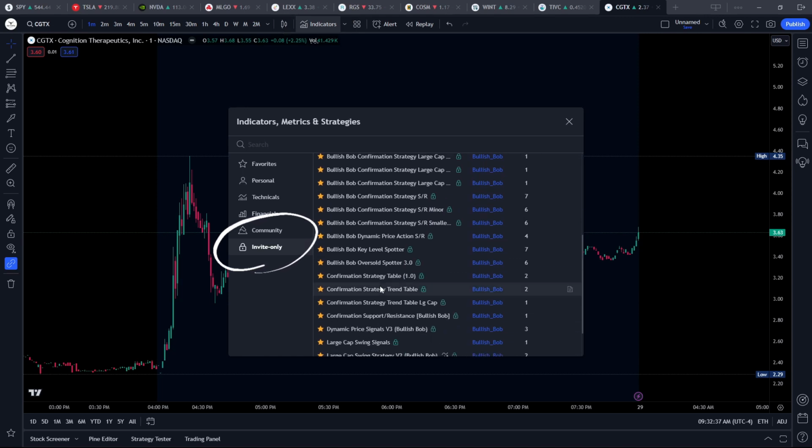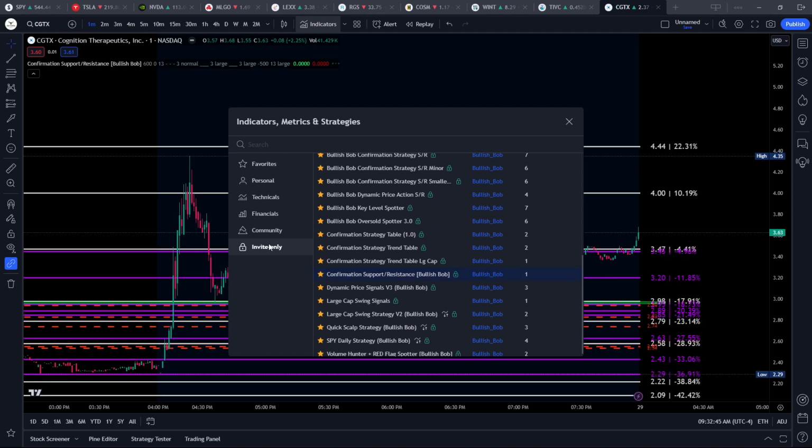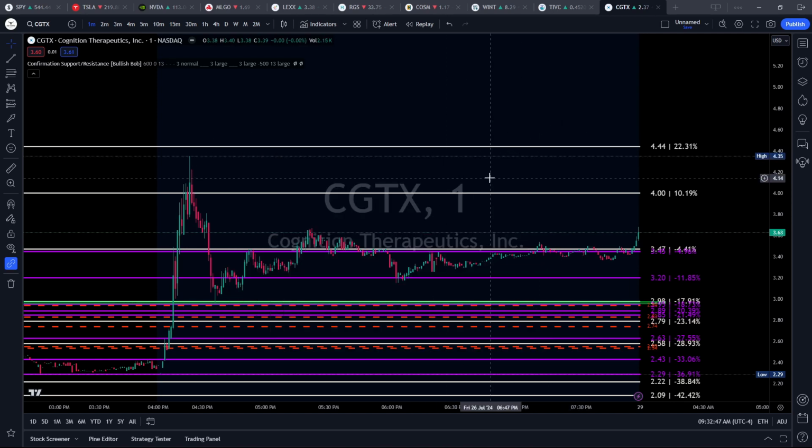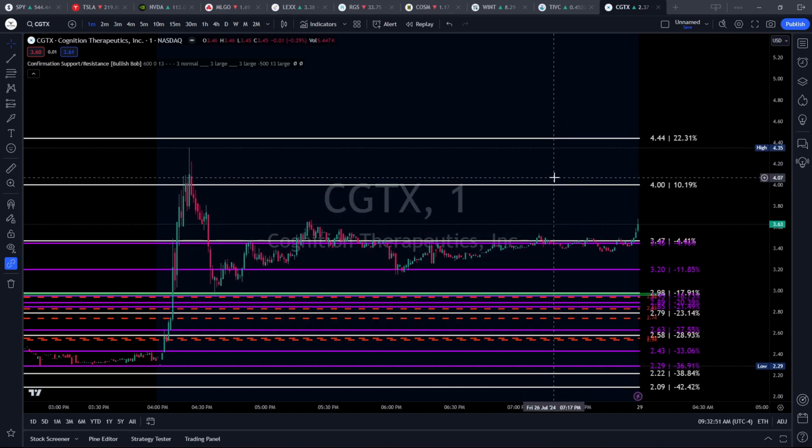So what we're looking for is going to be the confirmation strategy support and resistance. That's going to be right here, confirmation support and resistance. Add this to your chart just by clicking on that. That's in our invite only tab. You can see that it automatically plots the lines and key values and of course the percentage as well.